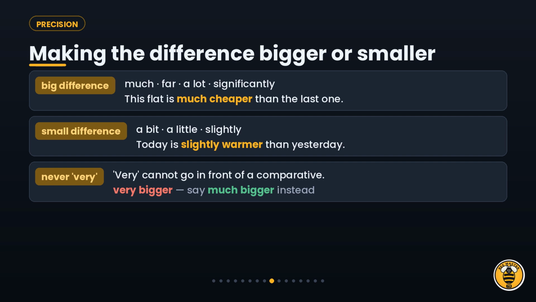To show a small difference, use a bit, a little, or slightly. Today is slightly warmer than yesterday. It's a little more expensive.